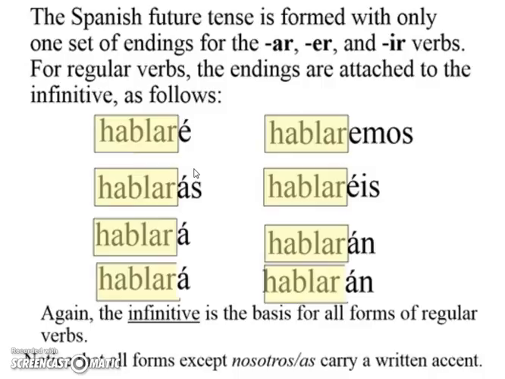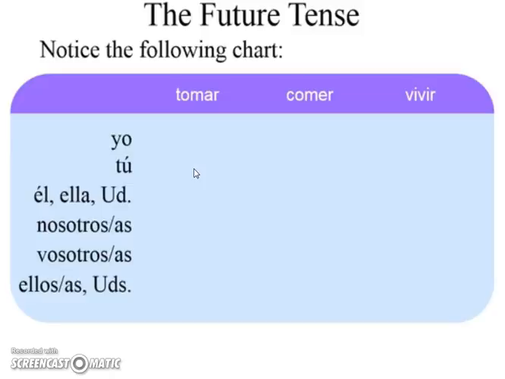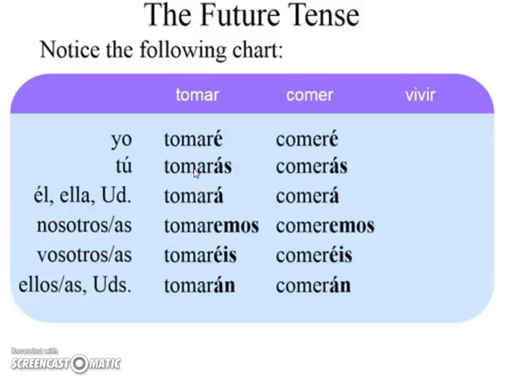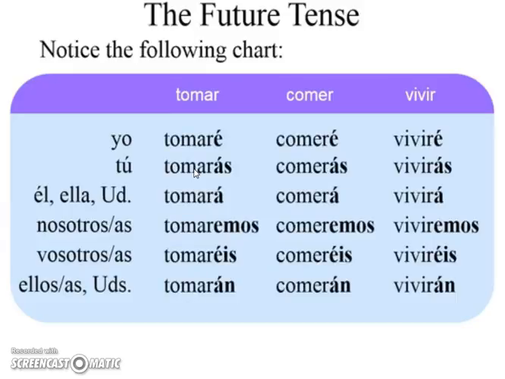Okay, pretty straightforward. So just to show you again, there's tomar, comer, and vivir. This is an AR, ER, and IR verb, and you'll see that they have the same exact endings all the way across. Okay, so you don't need to learn 3 sets of endings. So it's pretty easy to use the future tense in Spanish.